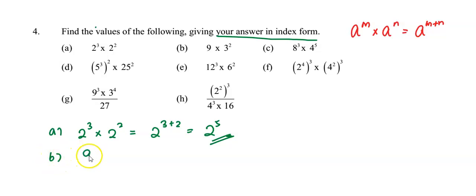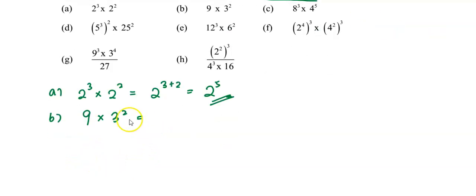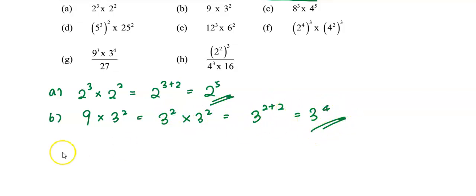Okay, question B, we have 9 multiplied by 3 power of 2. We should be very familiar with the number 9, which can be written as 3 power of 2, multiplied by 3 power of 2. So again, we apply the same rules as question A, because both index numbers have the same base, so we can add the powers. We get 2 plus 2, that would be 3 power of 4. Alright, this is the index form.